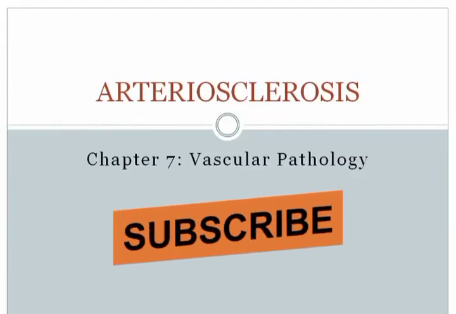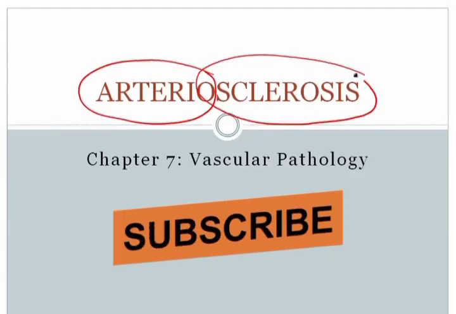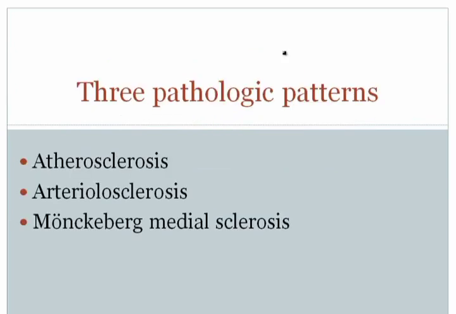Okay, next section, arteriosclerosis. Arterio means arteries, and sclerosis means hardening. So in this particular set of disorders, we get hardening of the arterial wall. Now this basically occurs due to thickening of the blood vessel wall, and there are three pathologic patterns. The first is called atherosclerosis, and in atherosclerosis we get a thickening of the intima of the blood vessel wall. That's high yield. In atherosclerosis, it's the intima that becomes thick, and this usually occurs in medium and large-sized vessels.